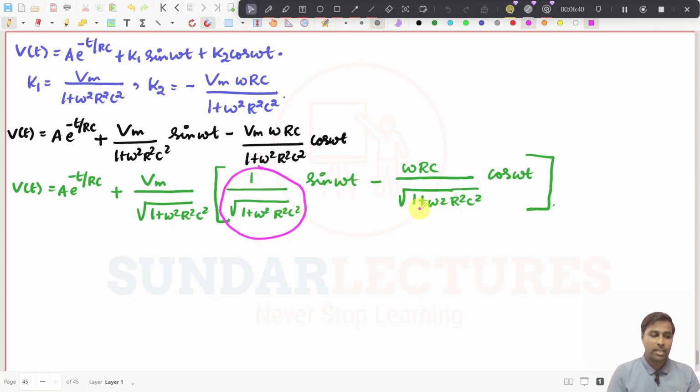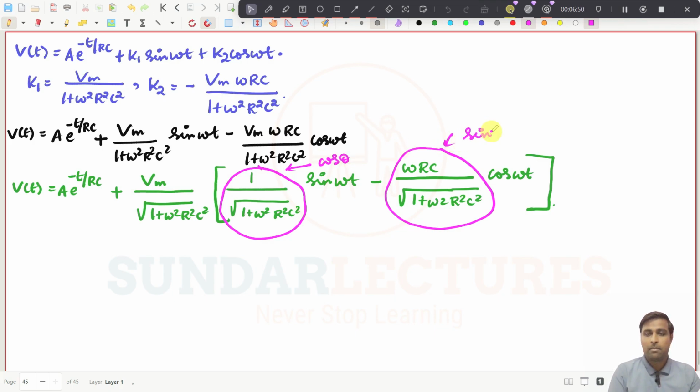This one will be cos theta, and this one will be sin theta. This is cos theta and this is sin theta. Please refer to my previous lectures, on the normal AC signal through an RC circuit, where you can get these two, sin theta and cos theta.